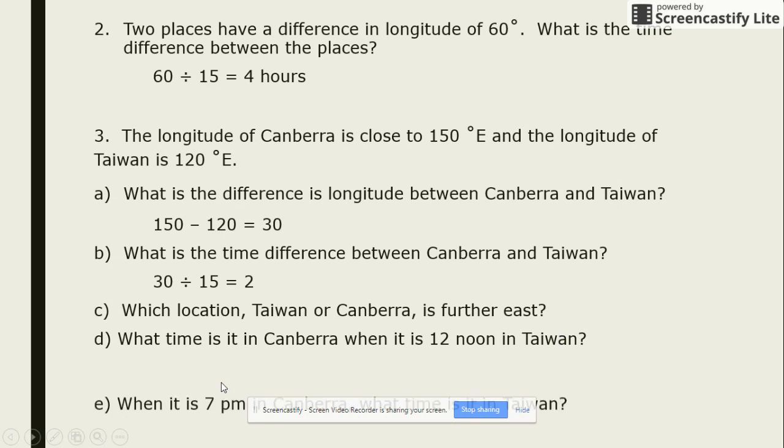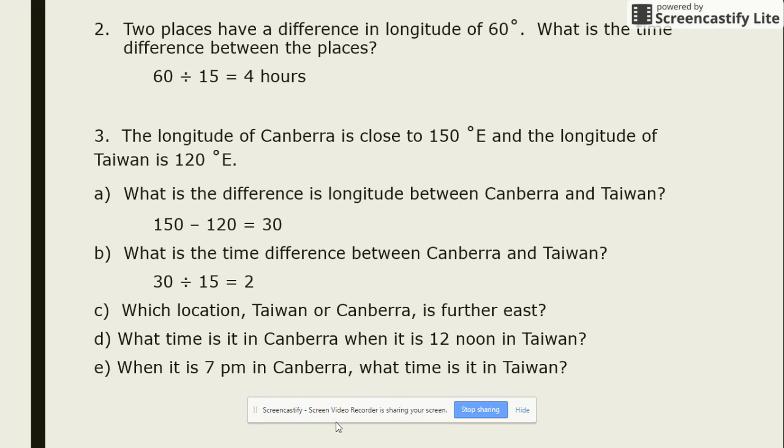Okay, so we said there's a 2-hour difference, okay? And we said that Canberra, what time is it in Canberra when it's 12 noon in Taiwan? Taiwan is behind us in time. So if it's 12 noon, we're already ahead of them by 2 hours. So then what is the time in Canberra? 2 o'clock. Okay, write that down, please. Make sure you're answering all these questions in your book. And remember, you can always rewind me too.